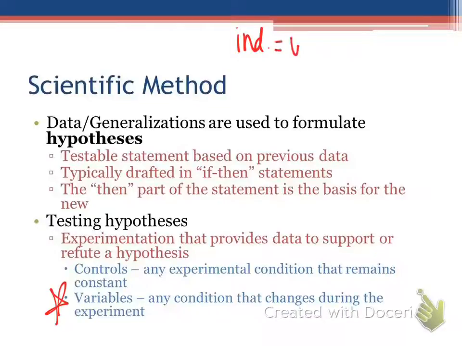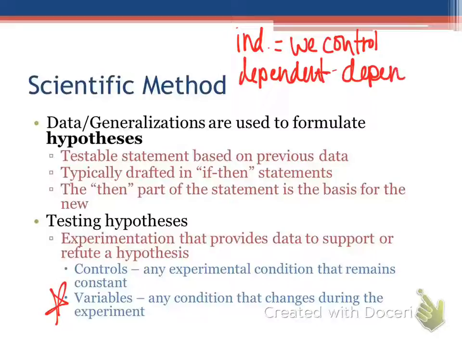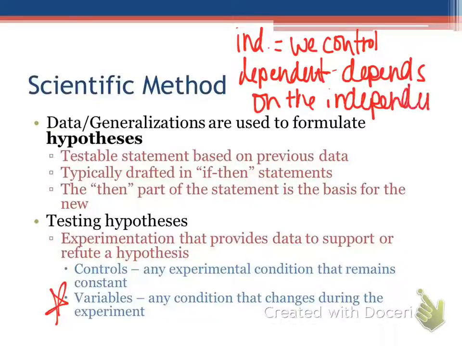Independent means that we control or we manipulate that variable. The dependent variable depends on the independent. Okay, so the independent variable is the one that we control. The dependent variable then depends on that thing.